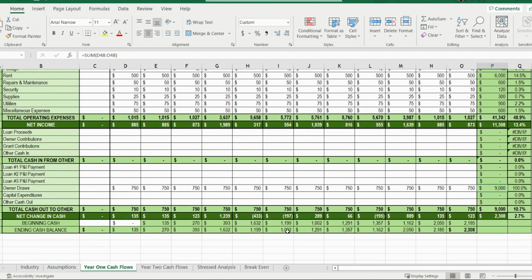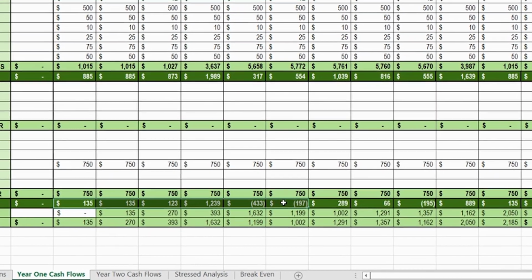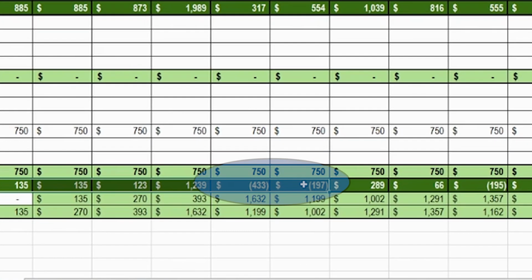When you're double checking your work, make sure to look at this net income line and the net change in cash line. The net income line shows the monthly profit you have to work with. The net change in cash line shows what your business's bank account is expected to do each month. Negative numbers, like the ones in these two columns, mean that your business's bank account balance will likely go down. That's something to plan for.